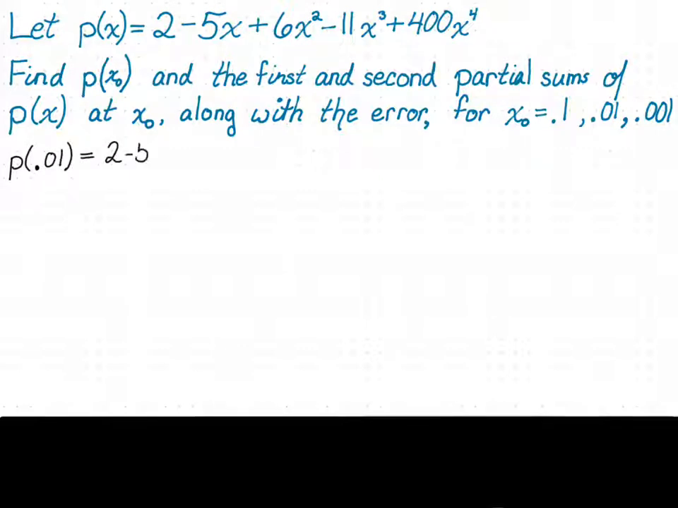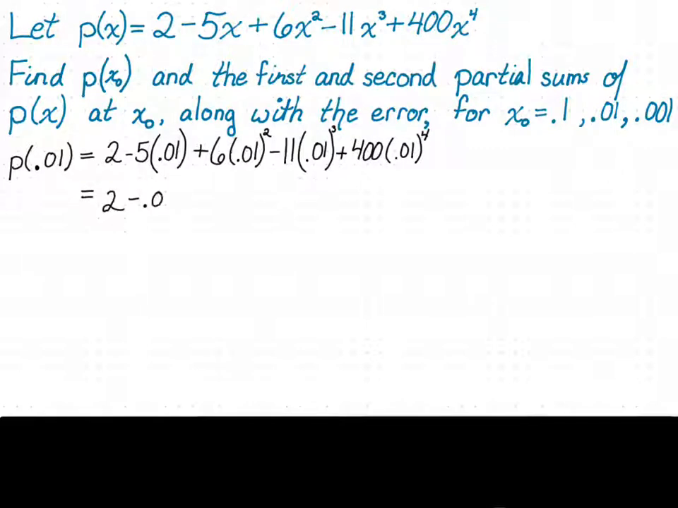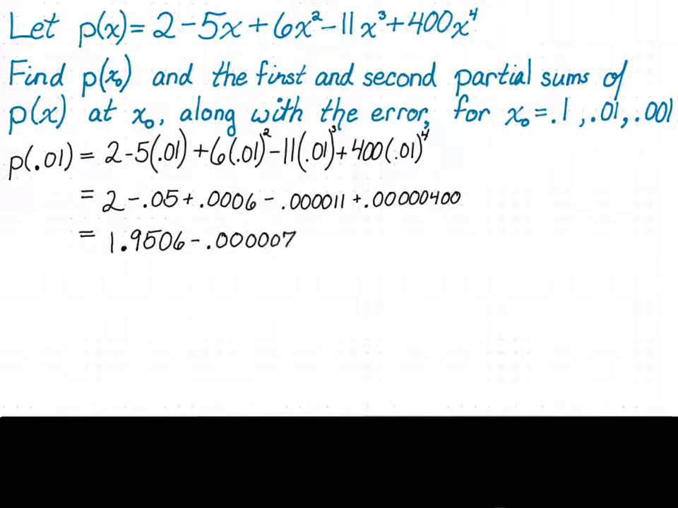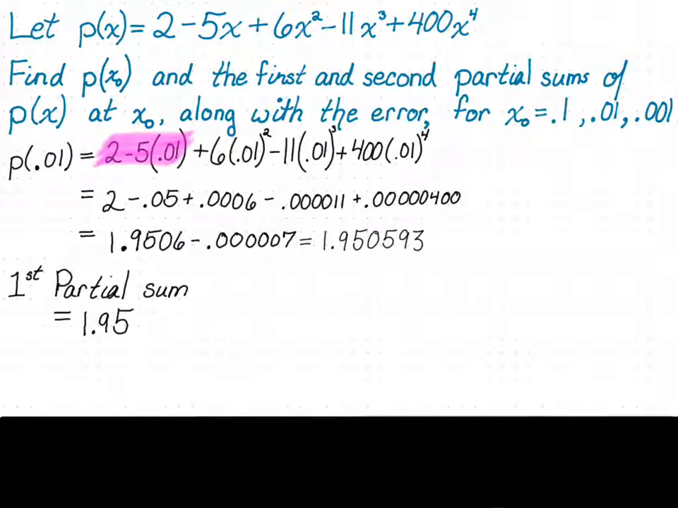Next, we'll do the same thing. We'll plug in 0.01 into everything. This is getting a little bit more complicated, but again, you have calculators, so you'll be fine. And it works out to 1.950593, a nice round number. So now the first partial sum, again, it's the first 2 terms, the constant term and the x to the first term. And in this case, that'll work out to 1.95. And the error then is everything that's left over. So that's 0.000593.